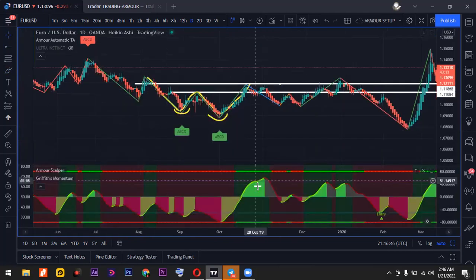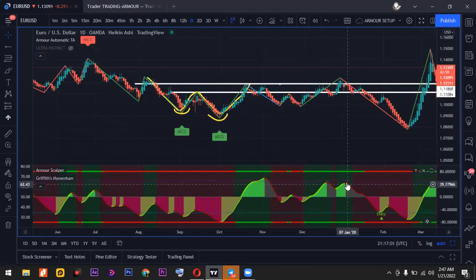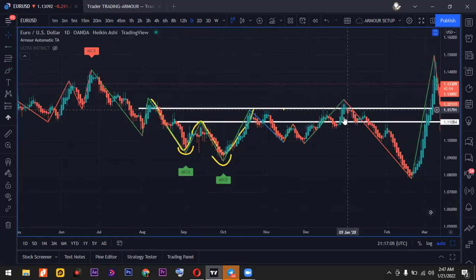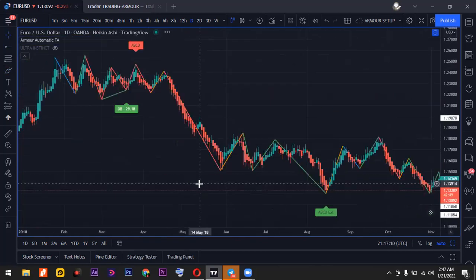Let me show you here. It drops, after it turns red, we exit. And here is another chance to make money. We enter here and we wait for the scalper to turn red to exit. It works. This pattern works. But sometimes it depends on the volume.